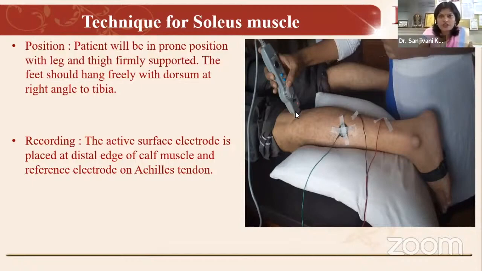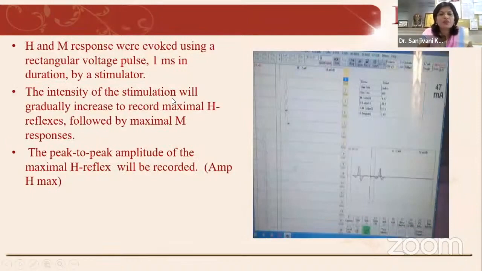Then we give the stimulation with the help of a stimulator, and we will give a submaximal, not a supramaximal, stimulus. Here, if you are able to see on screen, this is the H reflex we will be able to see on the monitor. So here, this is your H reflex and this is your M wave. Whenever we are taking the H reflex, with that we also get the M wave. M wave means the motor response of that muscle, because obviously we are doing it on the calf muscle, so we will get the motor response also.